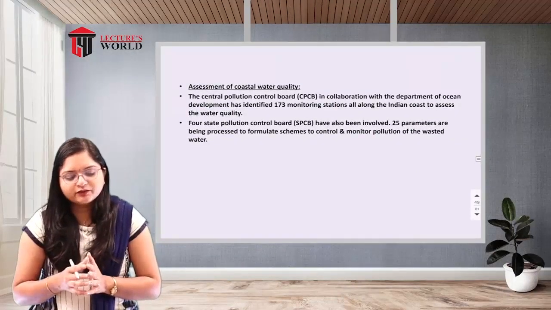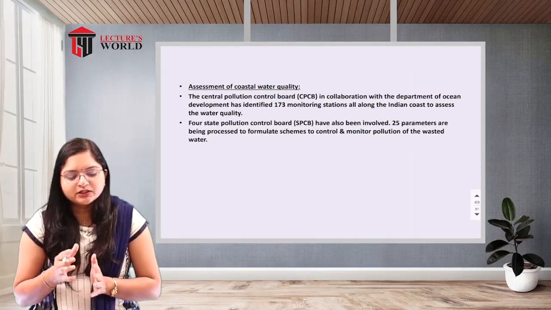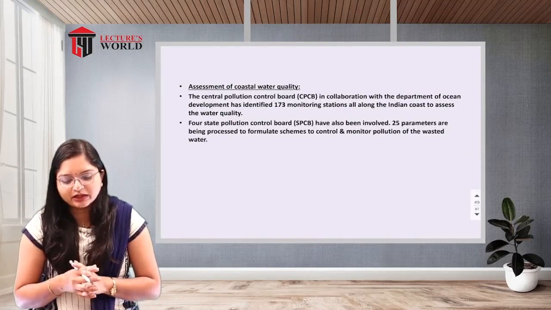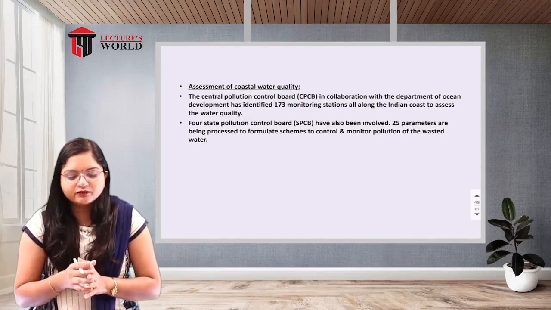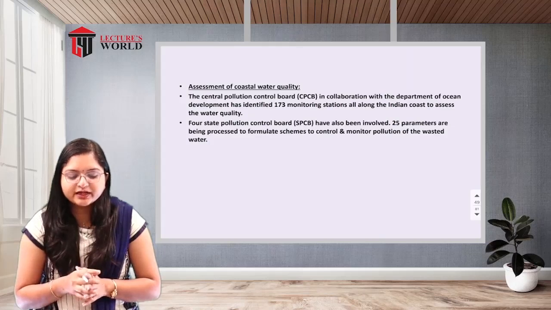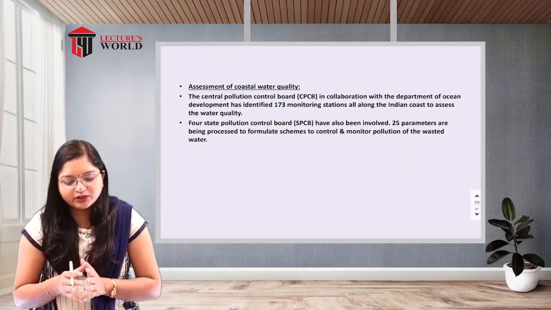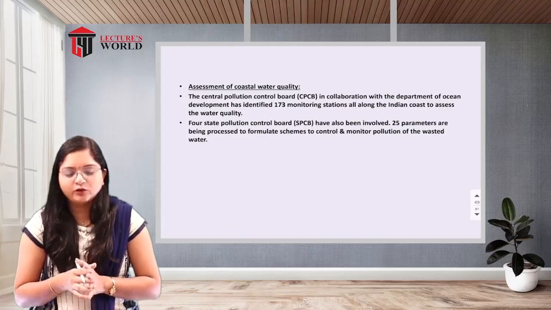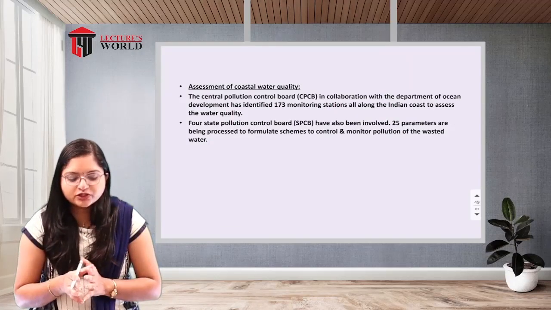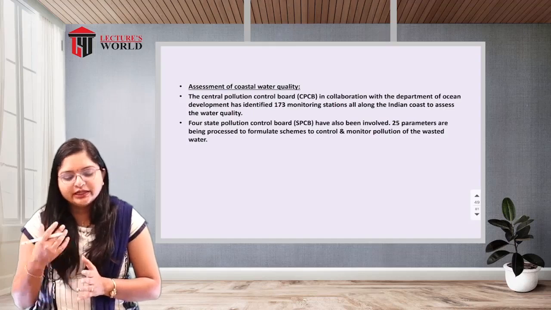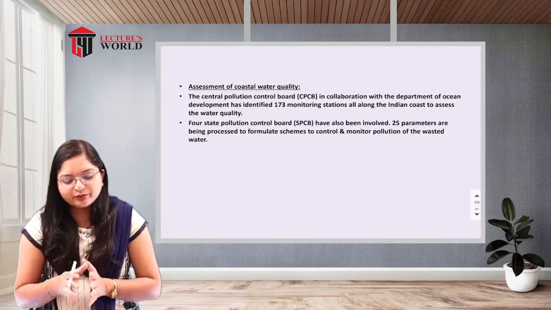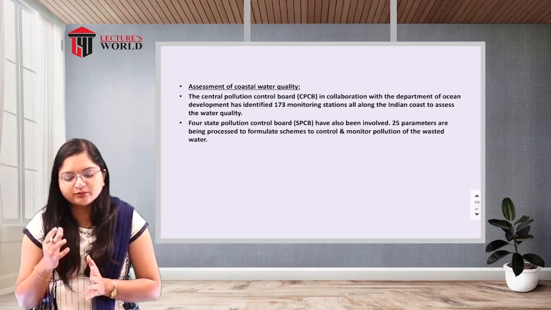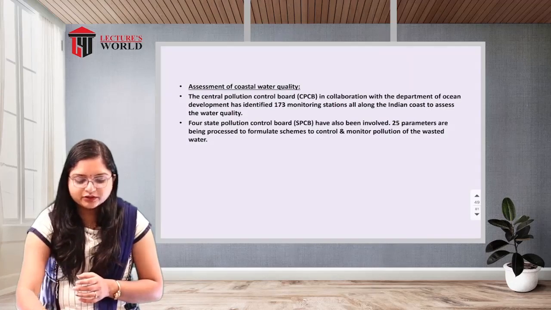Then assessment of coastal water quality. The Central Pollution Control Board, that is CPCB, in collaboration with the Department of Ocean Development, has identified 173 monitoring stations all along the Indian coast to assess the water quality. Four state pollution control boards have been involved in this, and 25 parameters are being processed to formulate schemes to control and monitor pollution of wastewater.